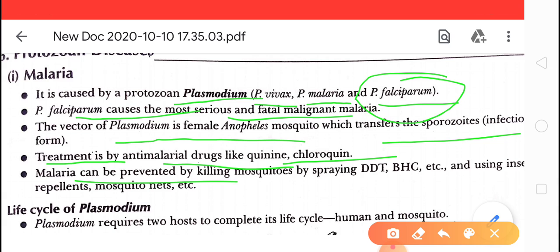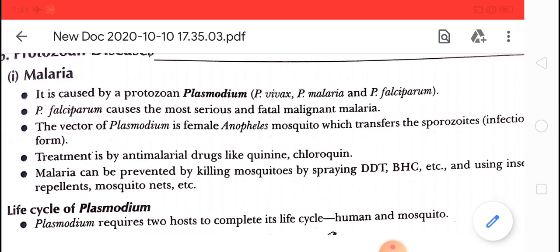Malaria can be prevented by killing mosquitoes, by spraying DDT and BHC, and also by using mosquito nets. The nets are used by people to keep off mosquitoes, and the sprays are also available, that is DDT and BHC, in the market.